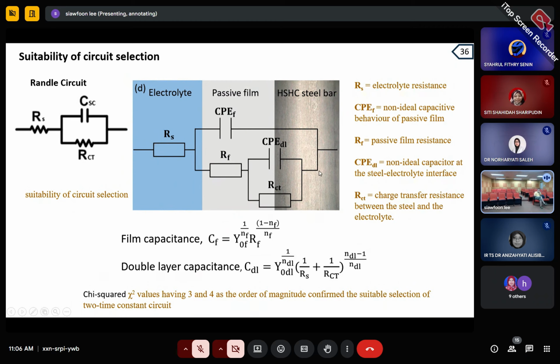This is the reason they use this technique, which is called electrochemical impedance spectroscopy. When you apply this circuit to your system, you will get another value called chi square. Usually this chi square has a value of 10^-3 to 10^-4 as an order of magnitude. If you have this value, it proves that you actually have the proper circuit. If not, then you might need to change to another kind of circuit. The software itself will tell you, or you can read through publications to see the more complicated cases. But usually this is the general case.